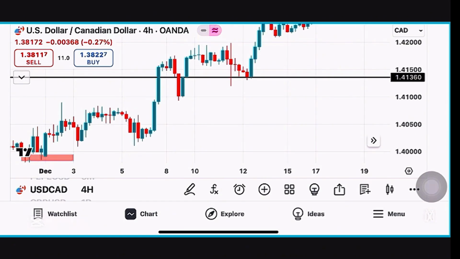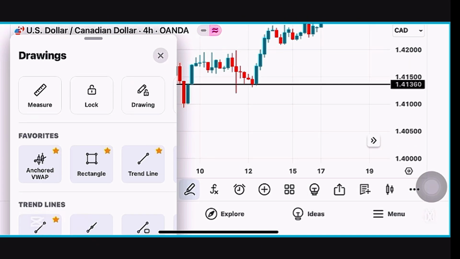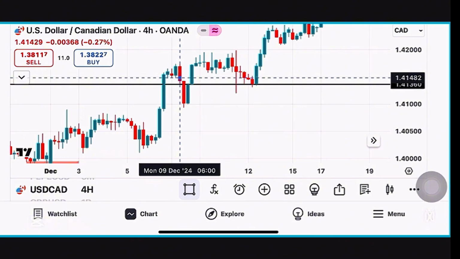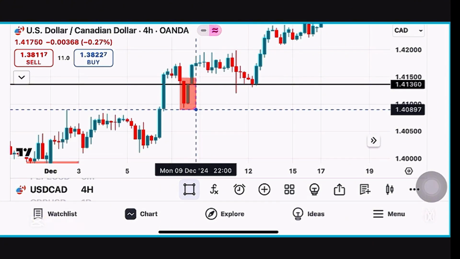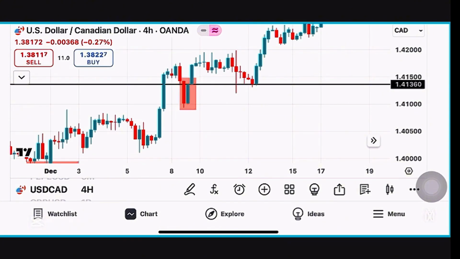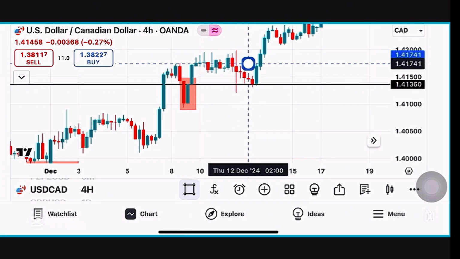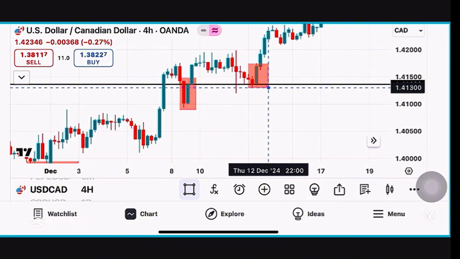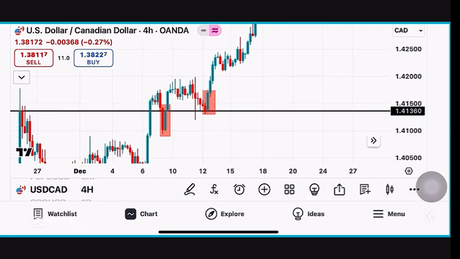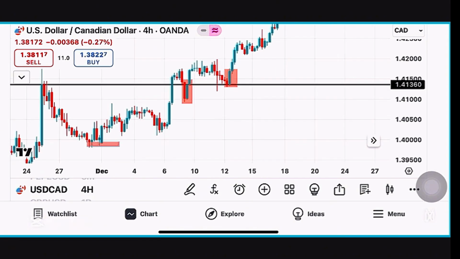Okay, you can see that first of all, this is number one, a tweezer bottom was formed right here, which you can actually take a trade from. But if you are still not convinced enough, you can wait for another confirmation. Then this bullish engulfing gives you a way to enter the market to continue the trend. Okay, that is the confirmation. So those are the places where I take my trade from.